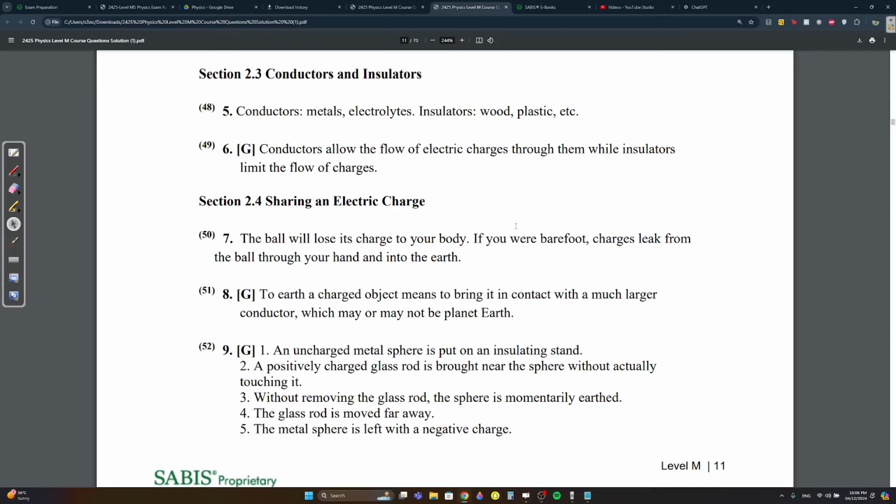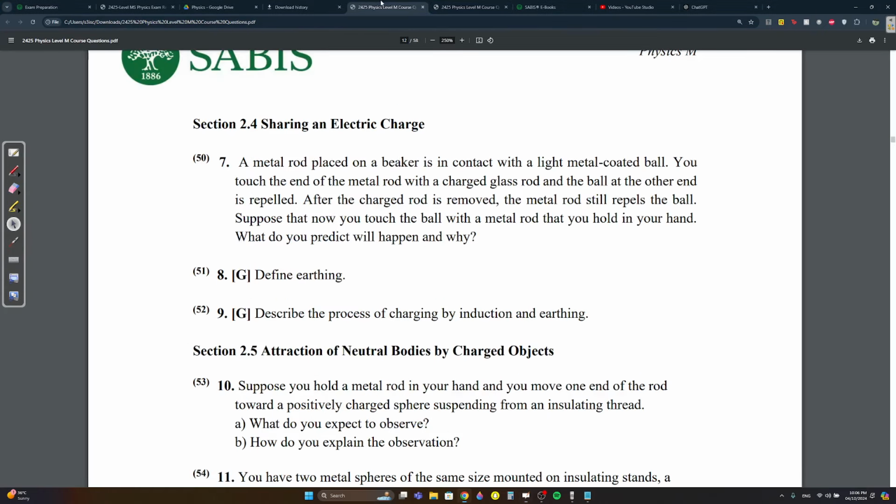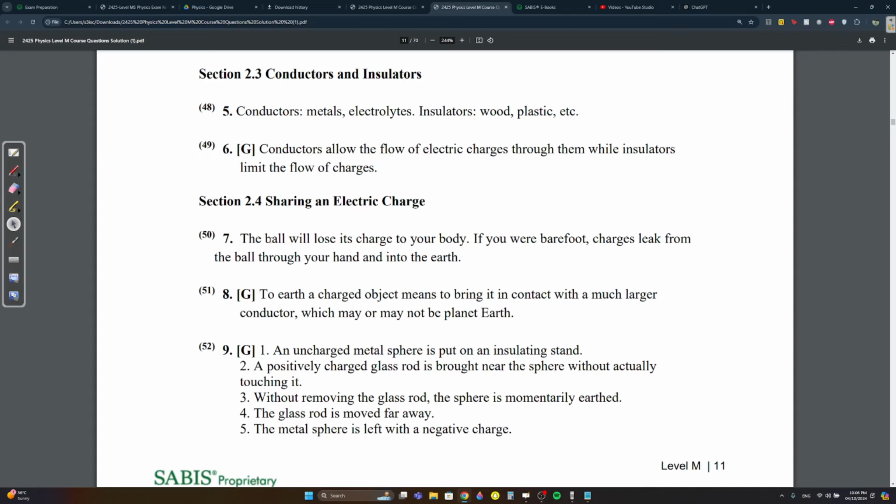The ball will lose its charge to your body. If you are barefoot, charges leak from the ball through your hand and into the earth. I'm sure some of you who use electric stoves have experienced electrocution when barefoot, because charges will leak through your body. It happens to the best of us. Define earthing. Earthing is when you bring it in contact with a much larger conductor, which may or may not be earth.